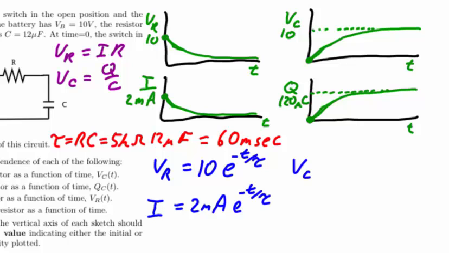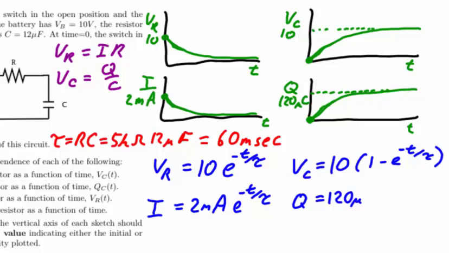The voltage on the capacitor and its charge are both formed as saturating exponentials. The amplitude for the saturating exponential of the voltage on the capacitor is 10 volts, and the amplitude for the saturating charge is 120 microcoulombs. Notice that I didn't draw units with the number 10 because they were in volts. However, for the 2 milliamps and 120 microcoulombs, I was careful to write the units so as to not lose track of either the milli or the micro.